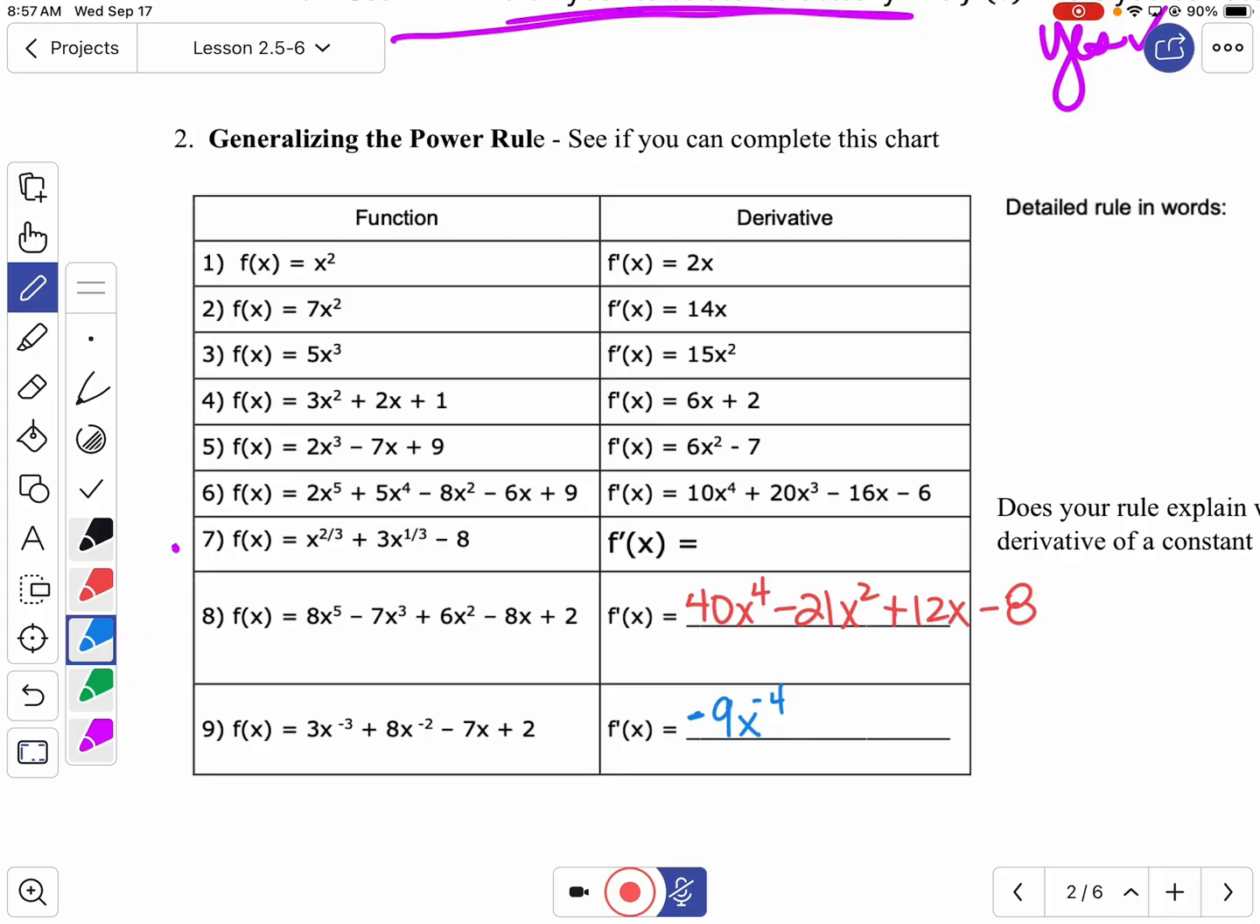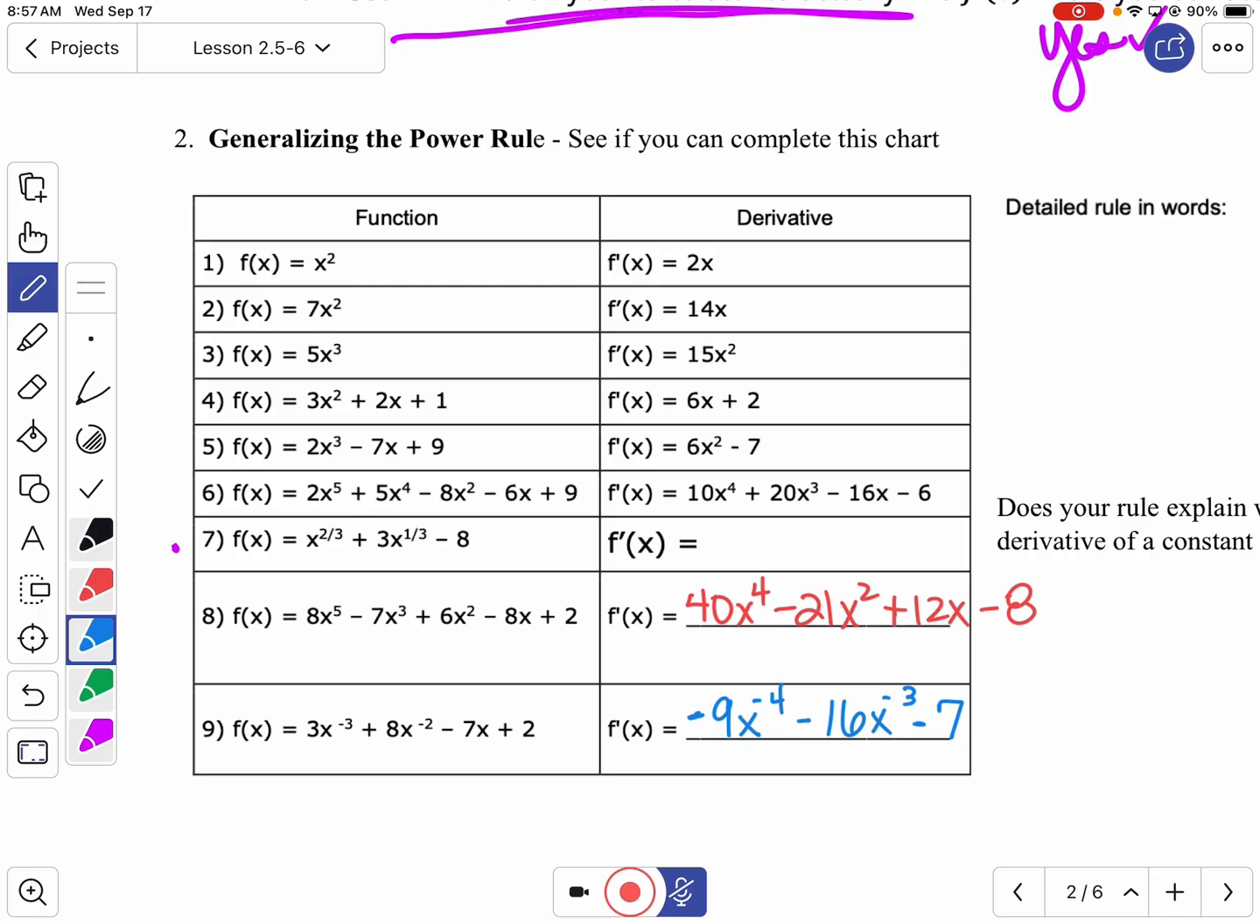Good. The next term, 8x to the negative 2. My coefficient's going to be negative 16, but x is going to be to what power? Negative 3. Then we switch to negative 7x. So I would get a negative 7. X would go away. It'd be x to the 0. So interesting there, right? If it's a negative exponent, it's going to get more negative because we're subtracting 1.